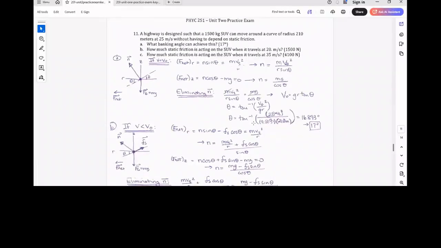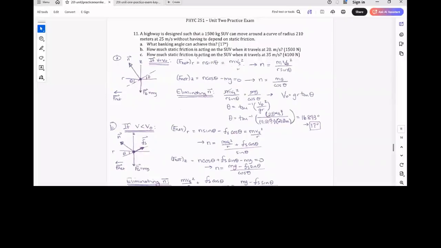Number 11, a highway is designed such that a 1,500 kilogram SUV can move around a curve of radius 210 meters at 25 meters per second without having to depend on static friction. So this requires a banking angle. That means that the road surface is not going to be perfectly flat. Instead, it's going to be inclined such that the normal force actually ends up being bigger than it would be if this car was just traveling around on a flat surface.